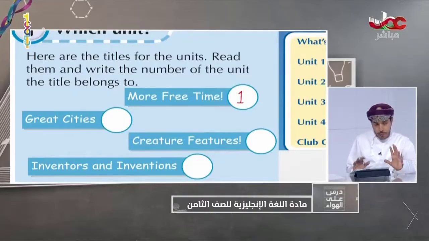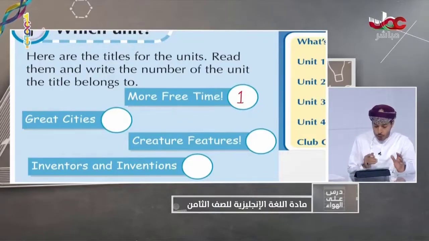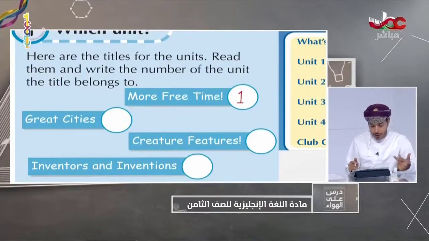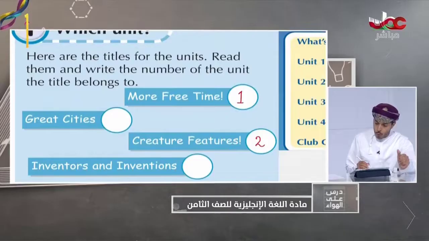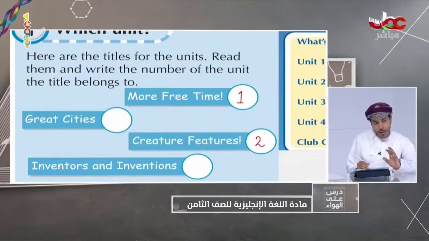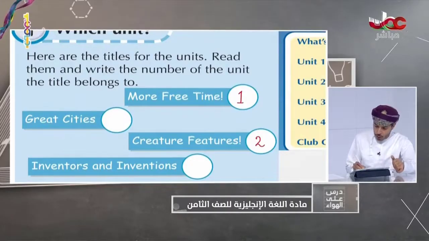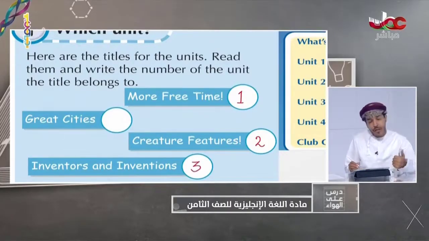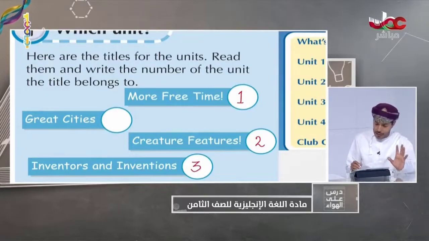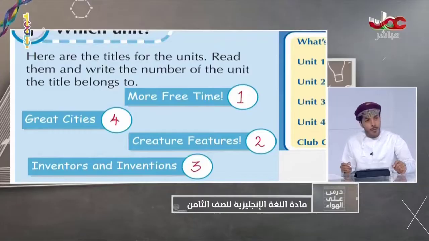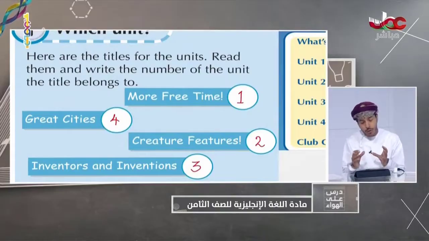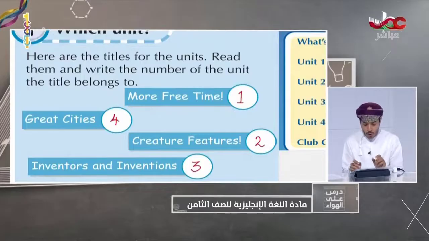So this is a very easy one, but then we have Great Cities, Creature Features, and Inventors and Inventions. What do you think? Yes, guys, so we have Creature Features as unit number 2, and also we have Inventors and Inventions as unit number 3, and we have the last unit, which is about Great Cities, and this is going to be unit number 4. Just put this in mind that we are going to study these 4 units during the whole semester.